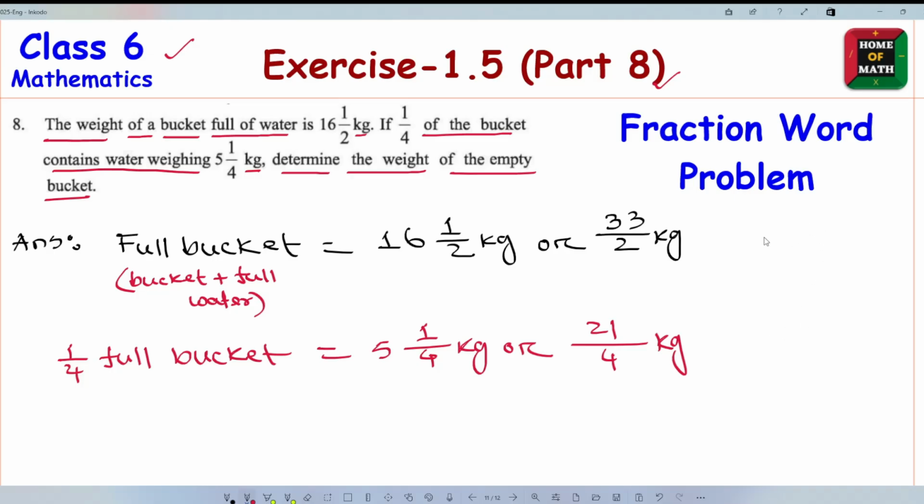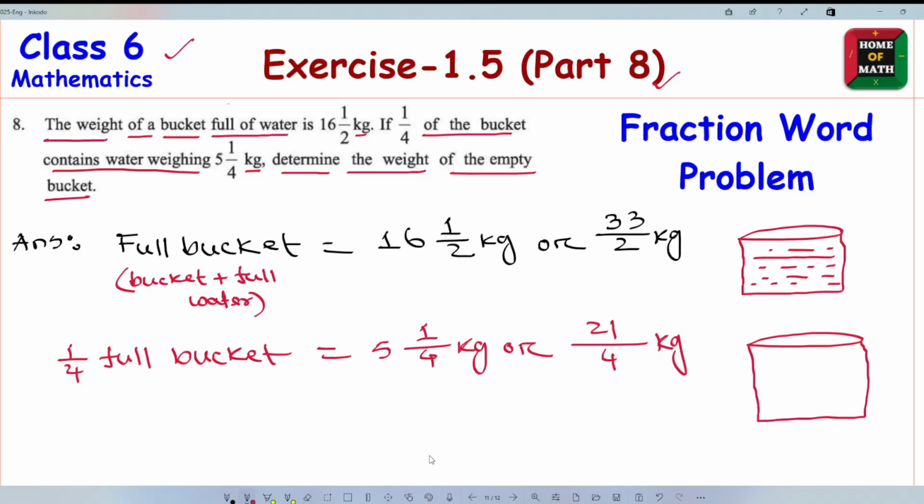It means, look, this is full bucket water and this is one-fourth. It means this is half, this is again half, and this is again half. It means up to this full of water. Okay, so this is 1/4. It's full.